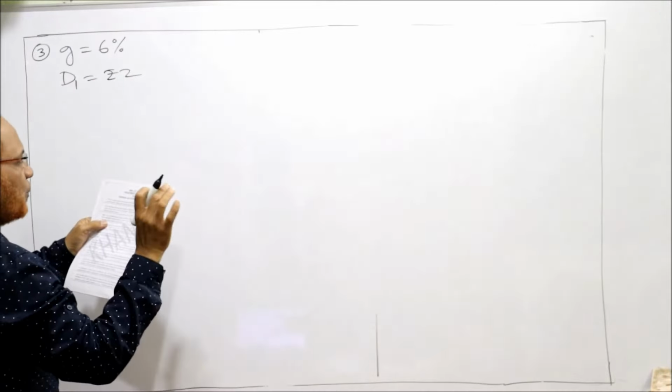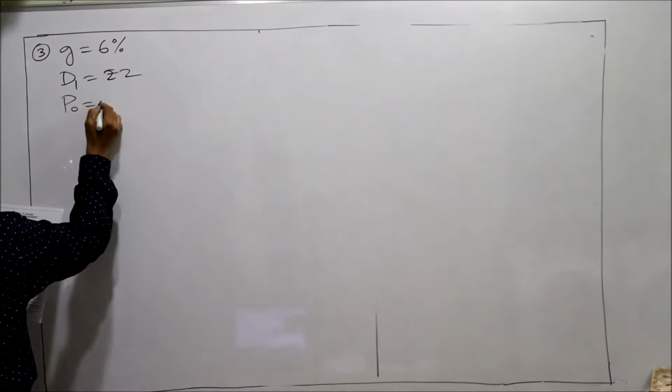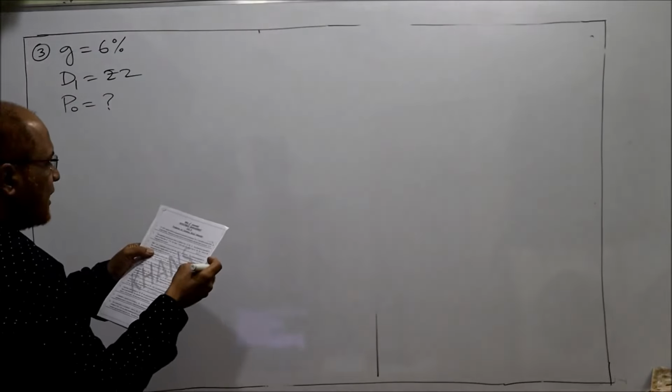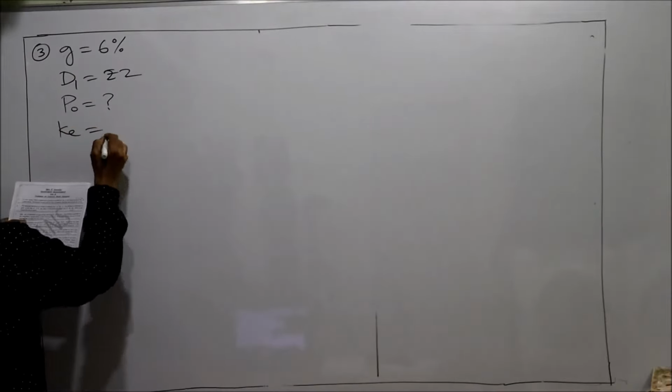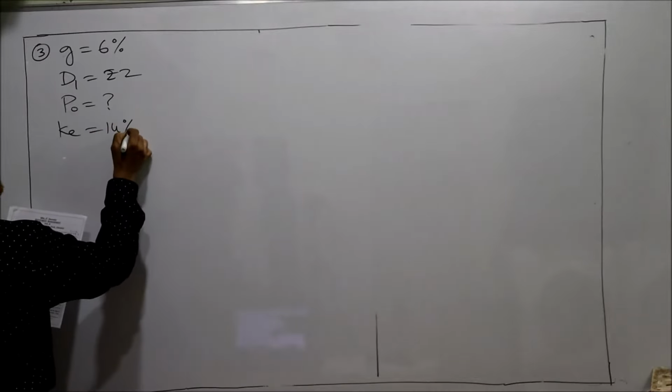What price will you put on it? P0 is equal to how much? If the required rate of return, KE, is equal to 14%.